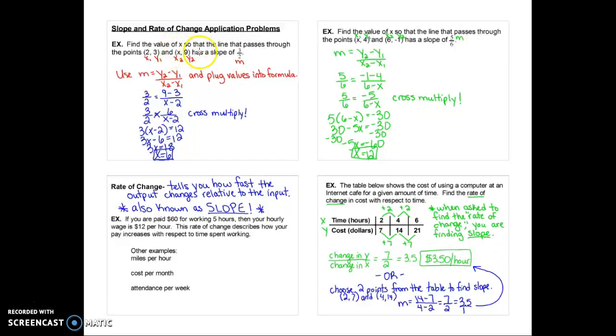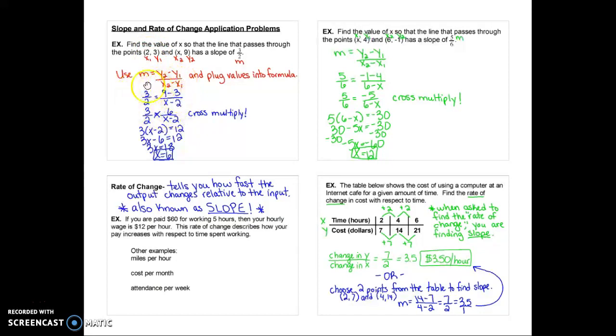Okay? We know that the line has a slope of 3/2. So the first thing that we do is we label all of our given information. So our first point, (2, 3), I'm going to label that as my x1, y1. My (x, 9) is my x2, y2, because it's my second point. And I know that my slope of 3/2 is going to be my m value. So if we think back to the last section, when you find slope, you use the formula m equals y2 minus y1, so you subtract your y values, over x2 minus x1, so you subtract your x values.